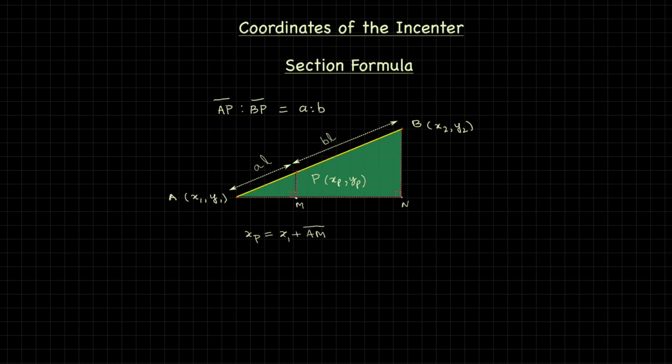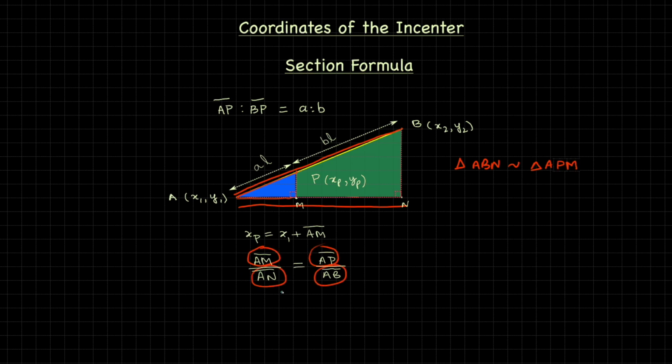Let's look at this highlighted triangle ABN and compare it to the smaller triangle in blue, which is APM. These two triangles are similar because they each have a right angle and a shared angle at A. Now for similar triangles, we know that the lengths of corresponding sides have to be in the same ratio. So in this case, the ratio of AM to AN is the same as the ratio of AP to AB. The length of AP is aL and the length of AB is aL plus bL. And if we take the ratio, L cancels out and we are left with a divided by a plus b.